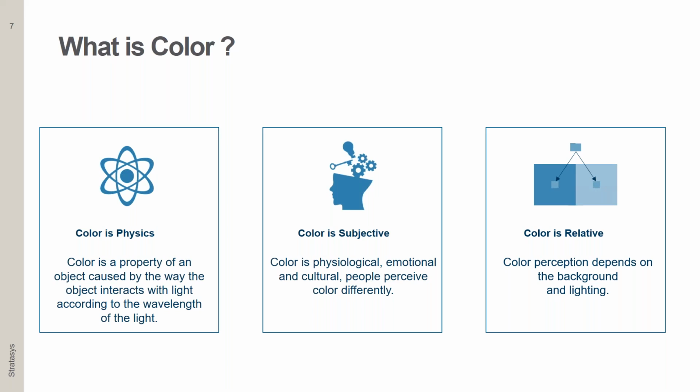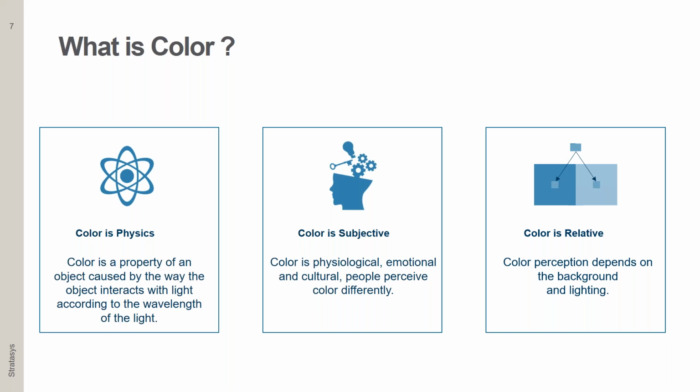What is color? First of all, color is something subjective and relative. On the physics area, color is a property of an object caused by the way the object interacts with the light, according to the wavelength of the light. You can see that, for example, on a rainbow. This is how the light interacts with the rain, and that's generating a color.